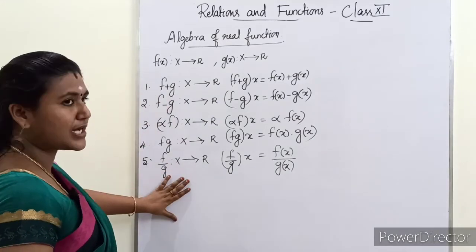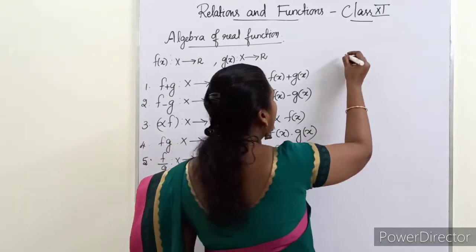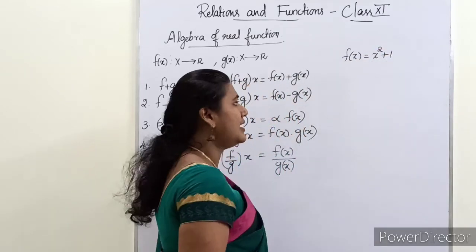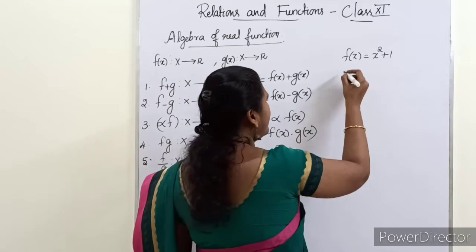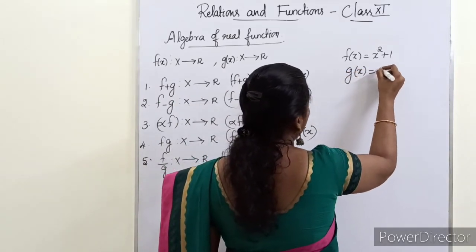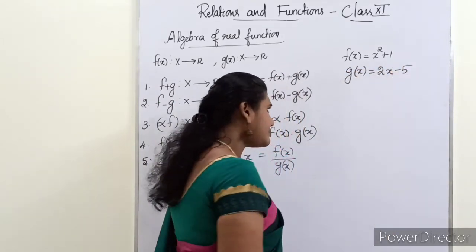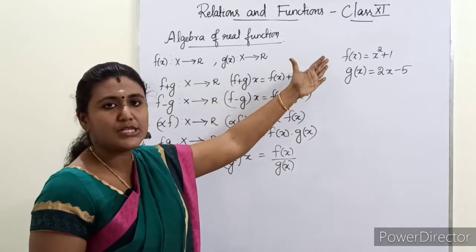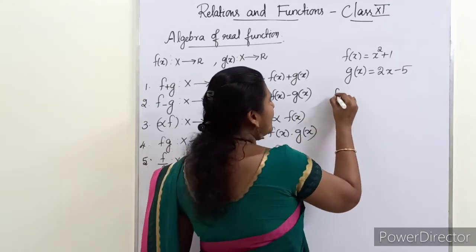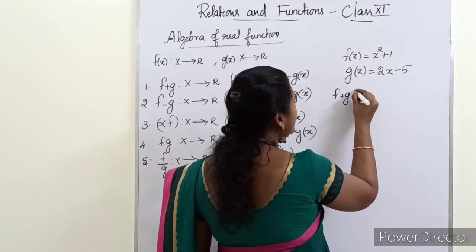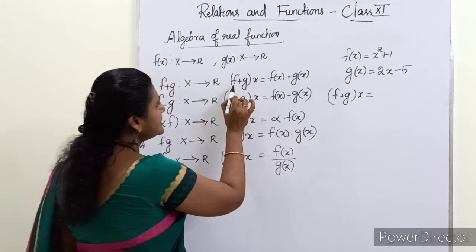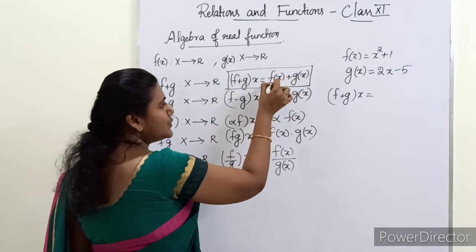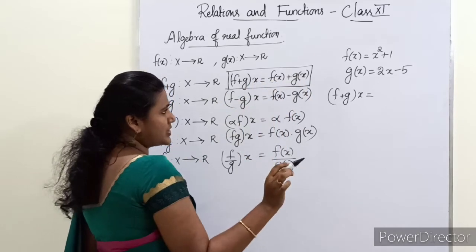It's very easy actually. I'm going to explain with an example. Let f(x) equal x square plus 1 and g(x) equal 2x minus 5. So how will you add, subtract, multiply or divide these two functions? First, what is (f plus g)(x)? The formula is f(x) plus g(x). You just have to add the two real functions.